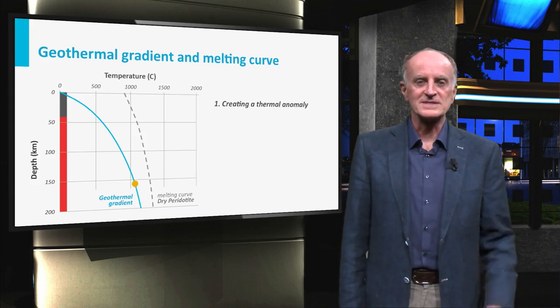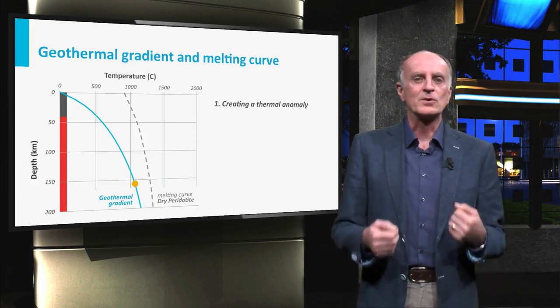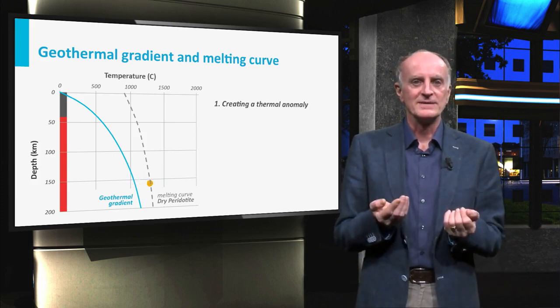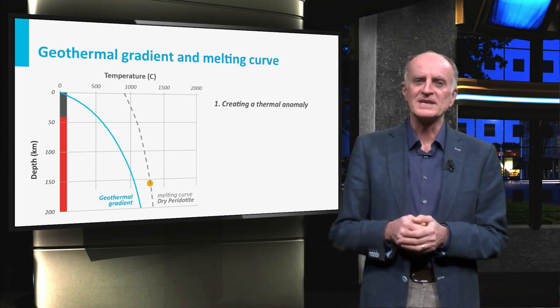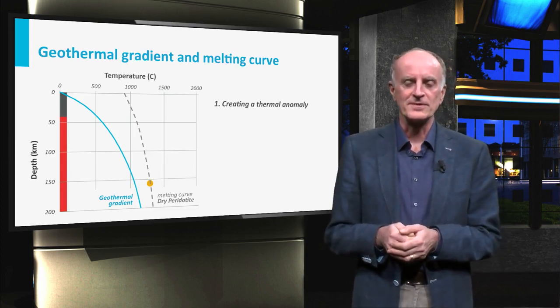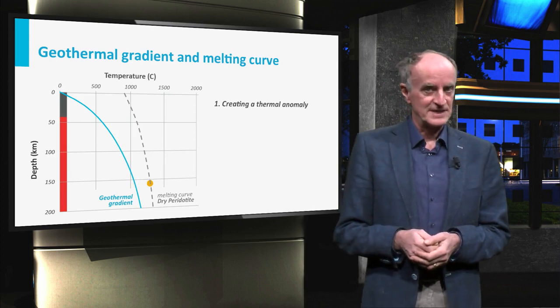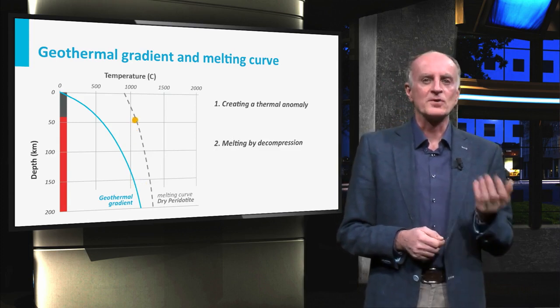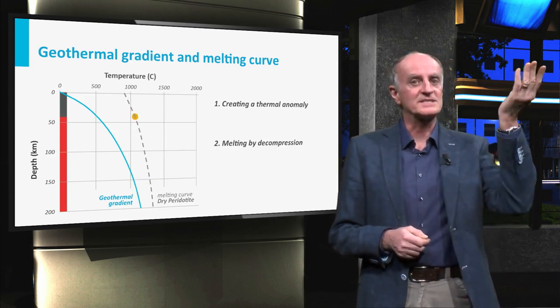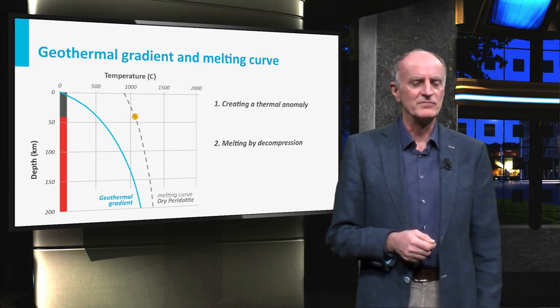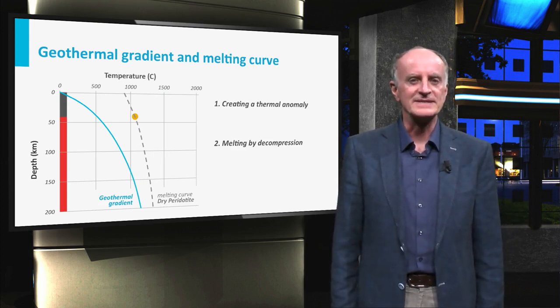The first process is simply heating. We call this creating a thermal anomaly. This is feasible, but physically very difficult in the deep Earth. A second possibility is to move the rocks upward. This is potentially a good mechanism, but movements of many kilometers are needed.